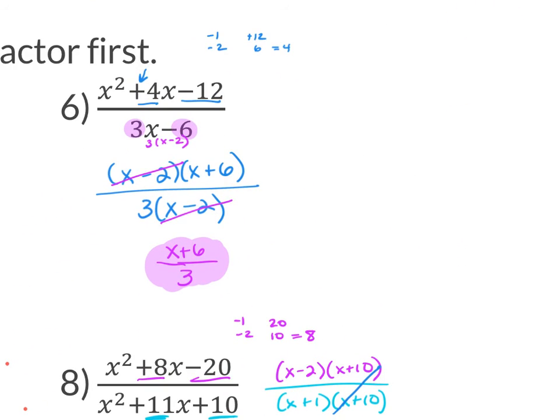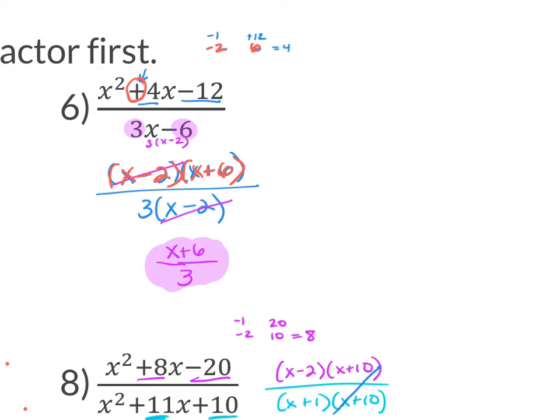Number 6, x squared plus 4x minus 12. Here we have to factor. So I'm looking for the factors of negative 12 that sum to positive 4. One's got to be positive, one's got to be negative, but the positive is bigger because of the positive in the middle. So I end up with negative 2 and positive 6. That becomes x minus 2 and x plus 6.